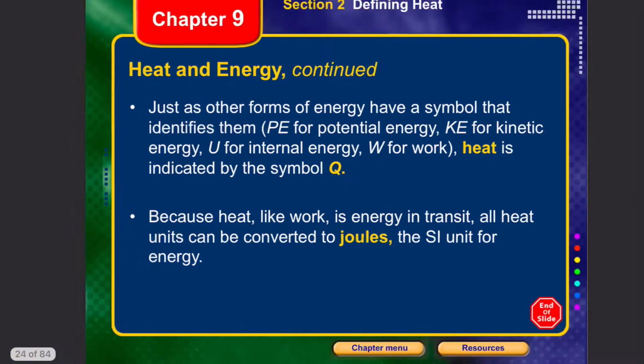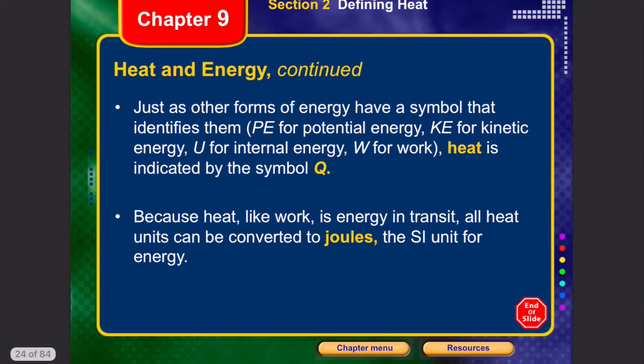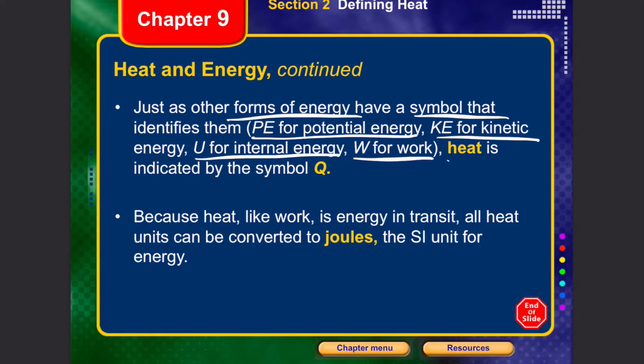Just as with other forms of energy, you can also have a symbol that identifies them. We use PE for potential energy, KE for kinetic energy, U for internal energy, and W for work. Heat is generally denoted by the symbol Q.